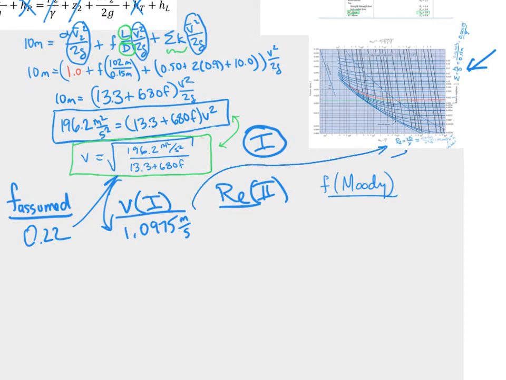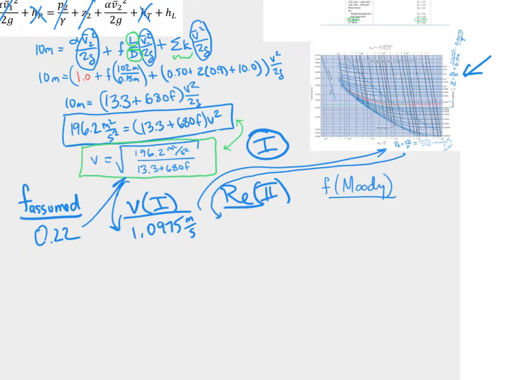So then we take that velocity, we plug it into the Reynolds number, and then out comes a value for the Reynolds number. Now in this case, this equation is easy. You just take 150,000 and multiply it by whatever the velocity is. So we get 1.6 times 10 to the 5th. And then we just need to go to the Moody diagram.